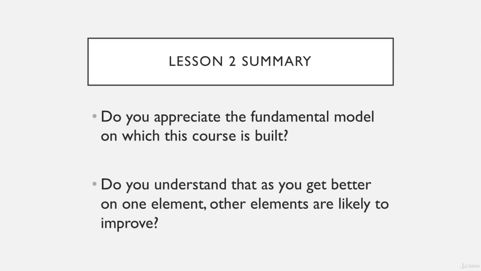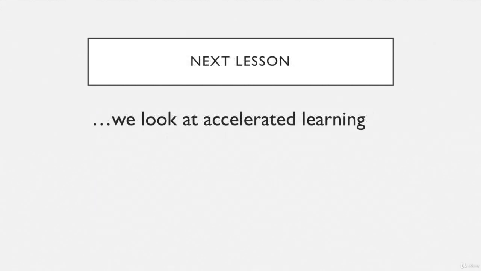Lesson 2 summary. Do you appreciate the fundamental model on which this course is built? It's the ATAG model. So acquire or absorb knowledge, test it, apply it, and then grow and develop over time. And do you understand that as you get better on one part of this course, the other elements are likely to improve? So for example, if you absorb more material, you can become more creative. If you test more ideas, you can memorize them for the longer term, and so on. So within the model, one part reinforces and supports the other elements in a kind of virtuous circle. In the next lesson, we look at accelerated learning.